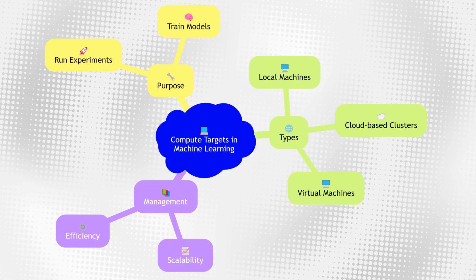In the realm of machine learning, compute targets are essential for running experiments and training models. They provide the necessary computational resources, whether on local machines, virtual machines, or cloud-based clusters. Understanding how to create and manage these targets is crucial for efficient and scalable machine learning workflows.